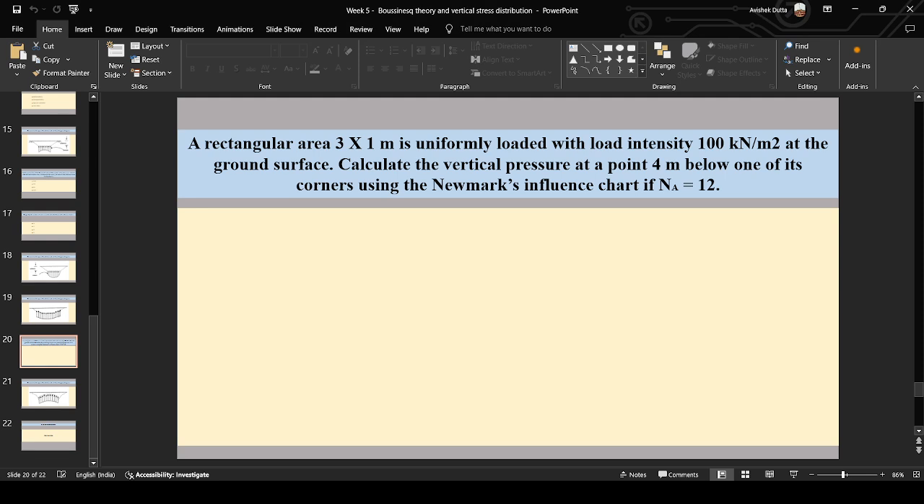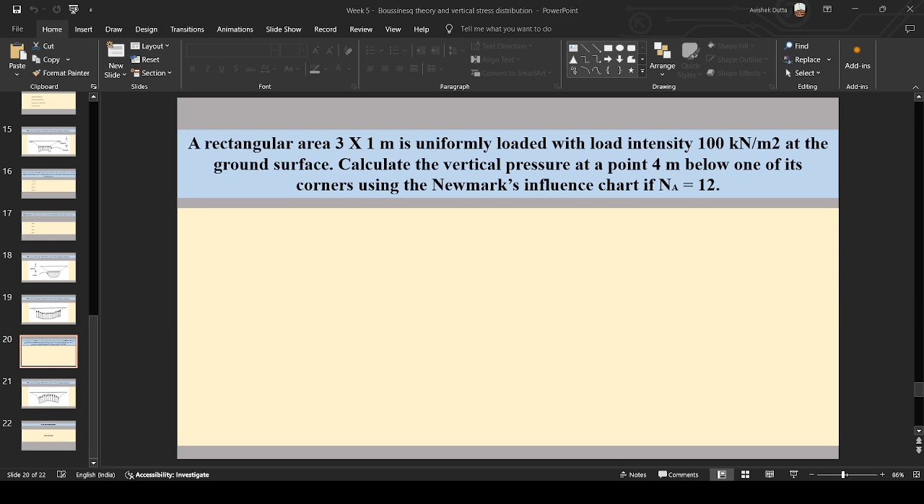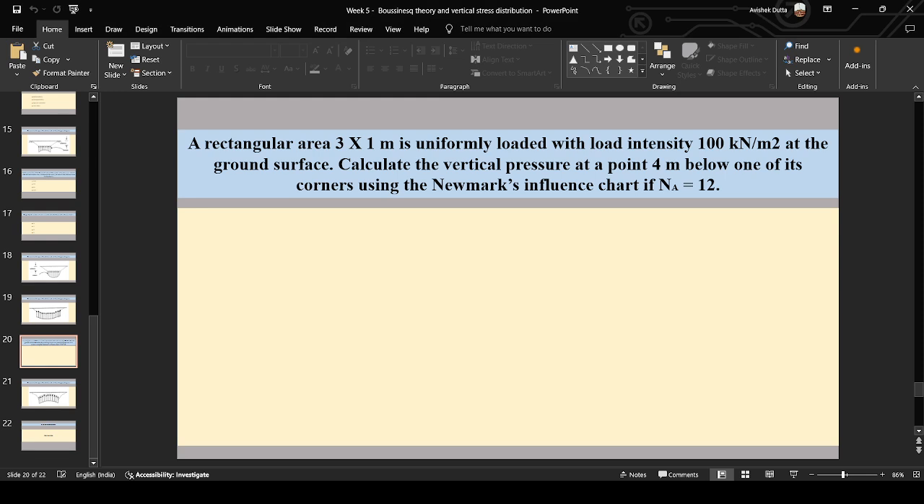A rectangular area 3 by 1 meter is uniformly loaded with loading intensity 100 kilonewton per meter square at the ground surface. Calculate the vertical pressure at a point 4 meter below one of its corners using the Newmark's influence chart if Na is 12. If Na is 12, what is Na? Na is the number of area units under the loaded area. To find out the vertical pressure at a point 4 meter below one of the corners.